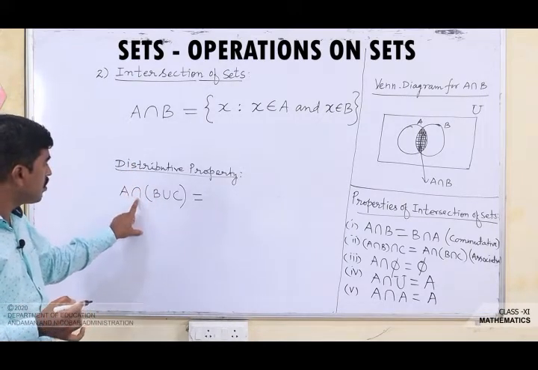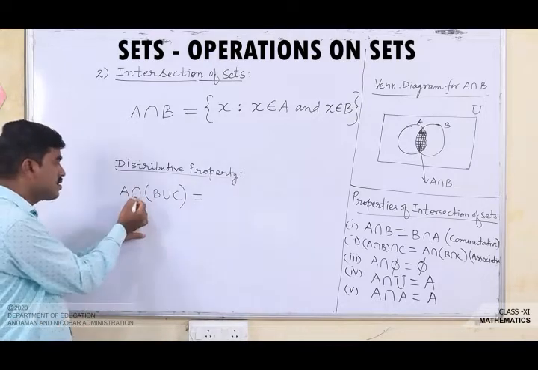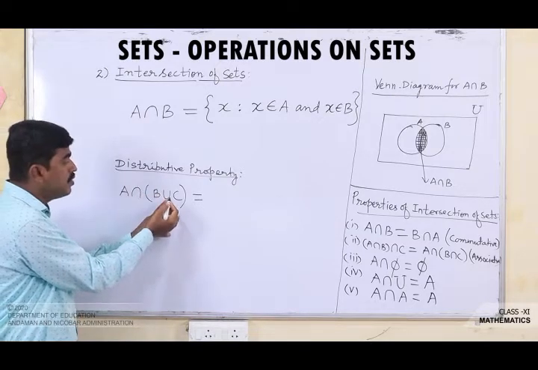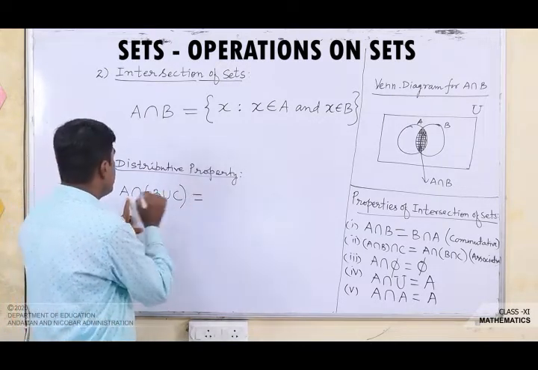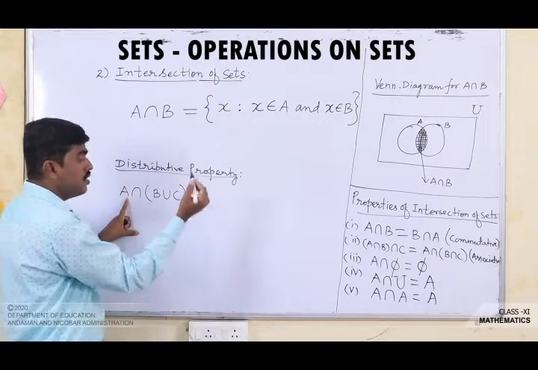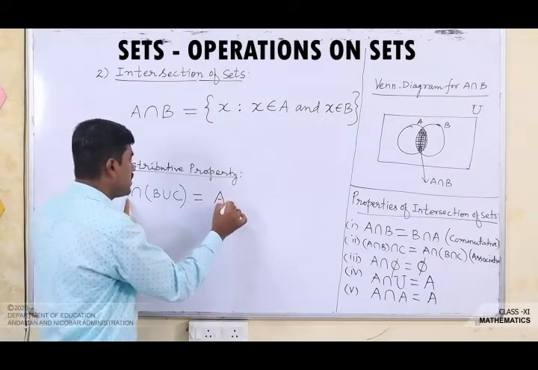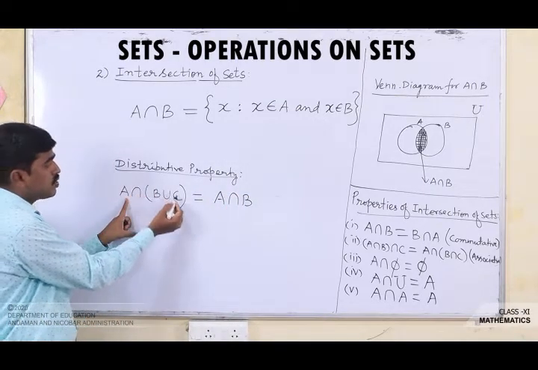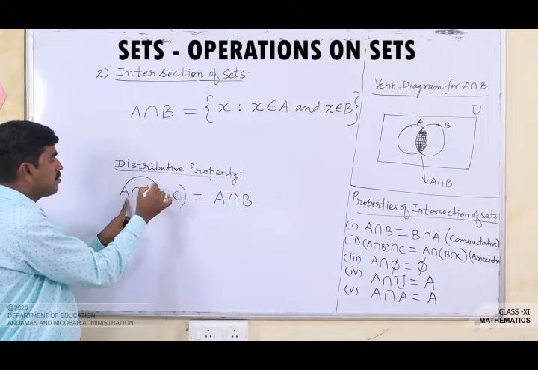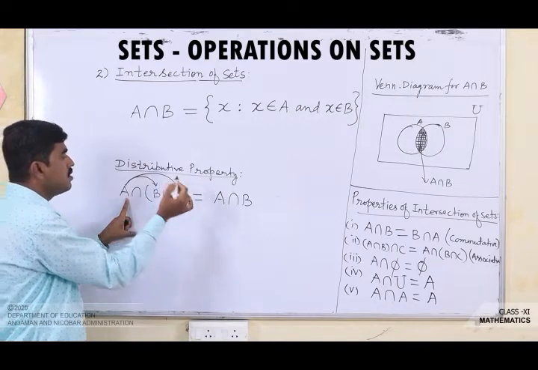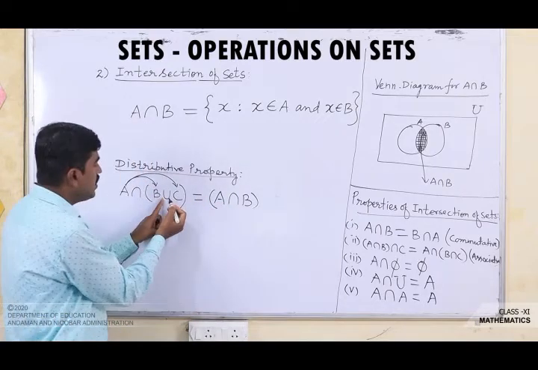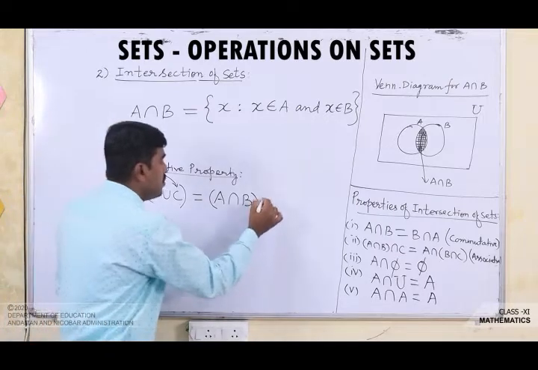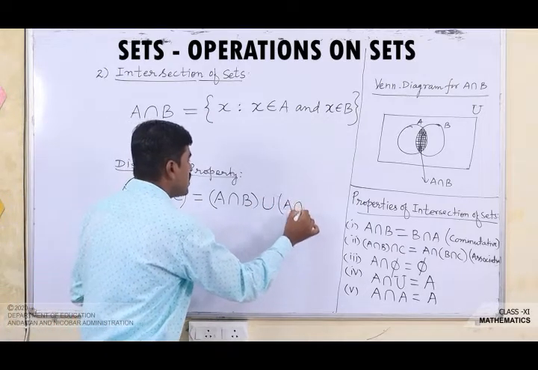What is that? Distribution of intersection over union. First intersection is there, then union. So how to write it? A intersection B union C is equal to A intersection B. That means we have to distribute this intersection to each of these sets. A intersection B, then A intersection C. But between B and C there is union. So we have to write A intersection B union, then A intersection C.